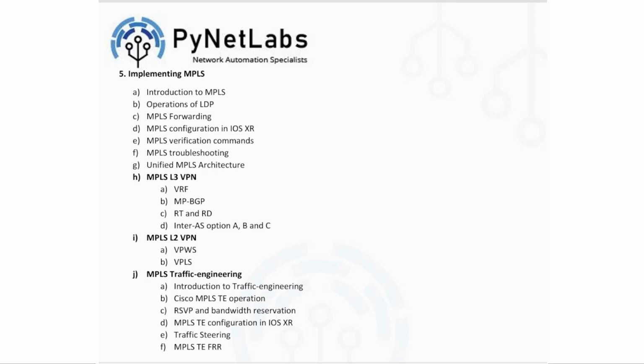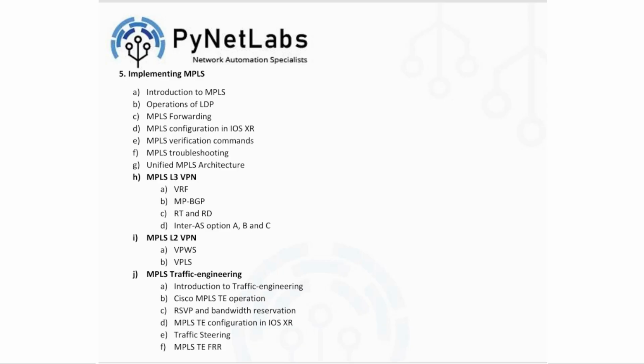Then we will have a look at how MPLS forwarding is done and what the different forwarding structures used by MPLS are, like FIB, LFIB, LIB, and RIB. Then we'll see how MPLS is configured in IOS XR and some of the verification and troubleshooting commands. We'll also discuss a very important topic in the service provider domain, and it's called the unified MPLS architecture.